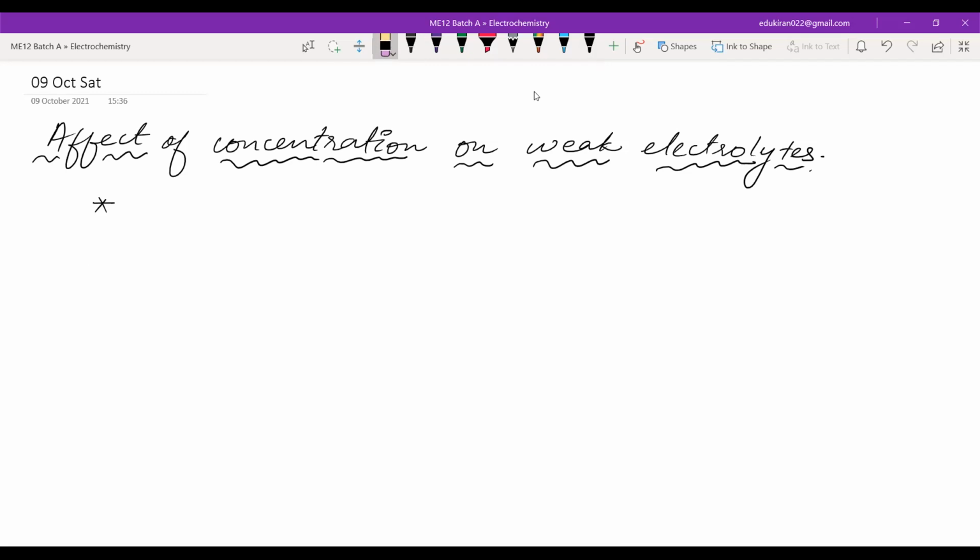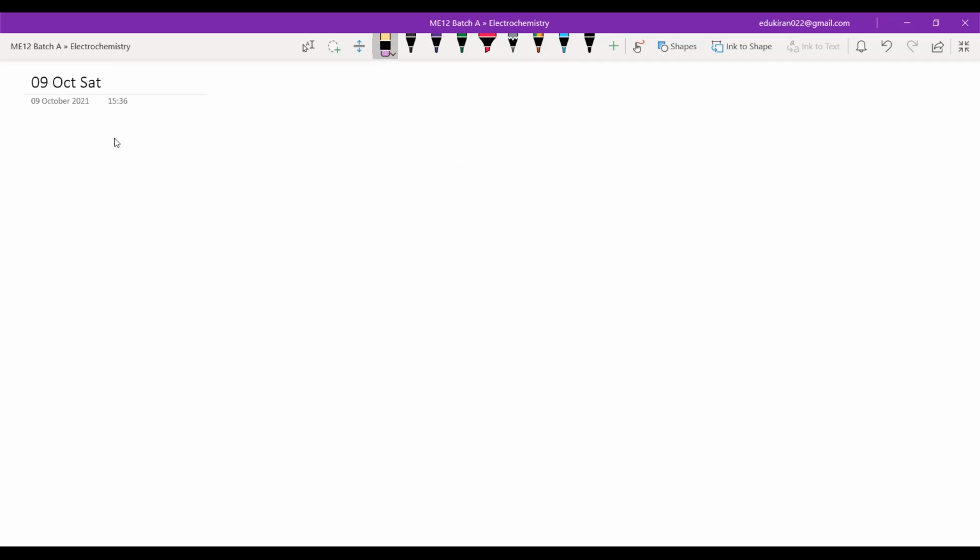Did we do this? I feel like we have done this also. Effect of concentration on weak electrolyte. Look at your notebook now, if you have done this. Fatima, Nazir, or someone, did we write something like this? Yeah, we wrote: degree of dissociation will increase with increase in dilution for weak electrolyte, and for strong electrolyte we wrote two subheadings like that. Okay, so the effect on electrolytic conductance we have done, weak electrolytes we have done.